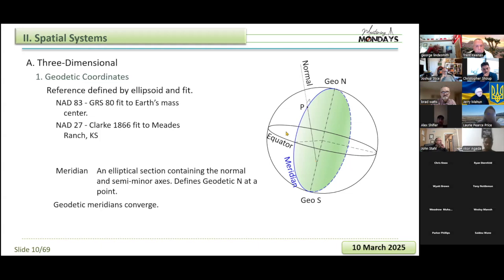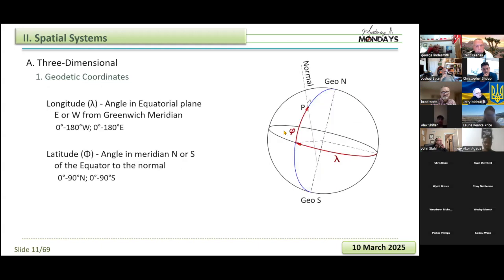So when we look at horizontal position, the latitude and longitude, longitude is the angle in the equator to the meridian that contains the geographic north and south poles and the observer's position, and the latitude is the angle above or below the equatorial axis in that meridian.